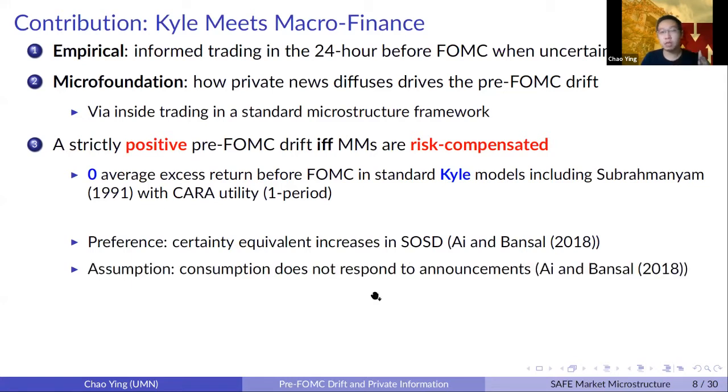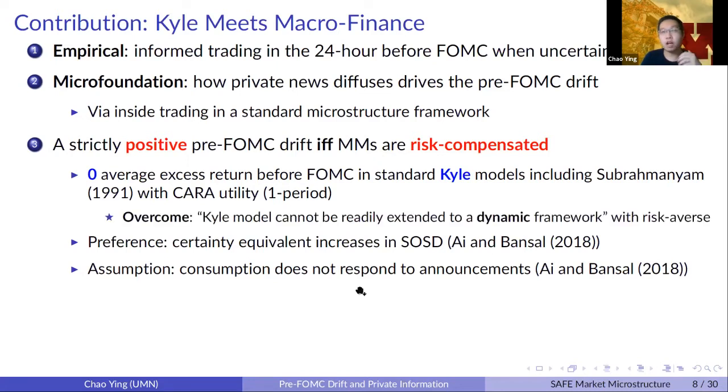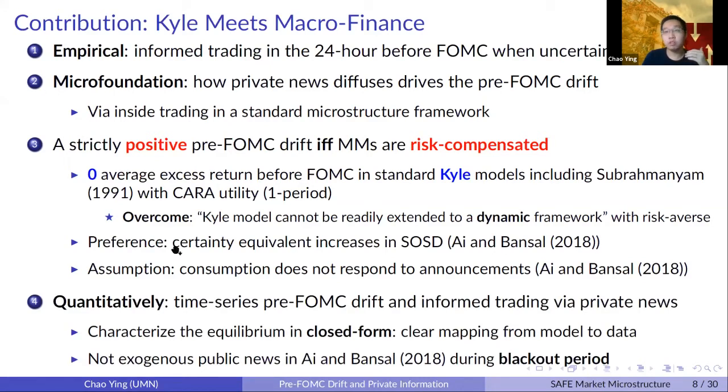I assume that the consumption does not respond to announcements in this short time interval. This can help me to overcome the challenge mentioned by Subrahmanyam, that the Kyle model cannot be readily extended to a dynamic framework with risk-averse market makers. My paper also quantitatively accounts for the time series pre-announcement drift and informed trading through the endogenous revision of private information. The equilibrium is captured in closed form, which generates a clear mapping from the model to the data.